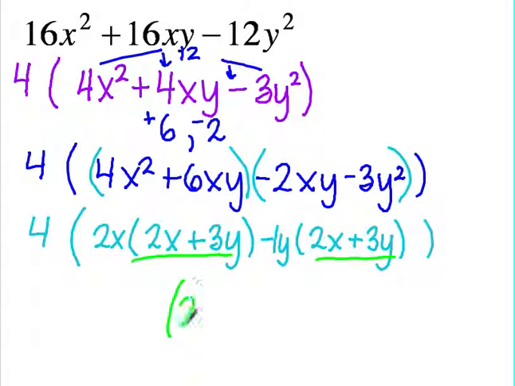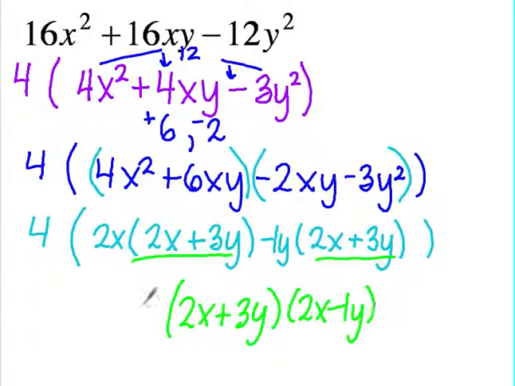So that's one of my factors. What's my other factor? 2x minus 1y. And what's my other factor? The 4 from the front.